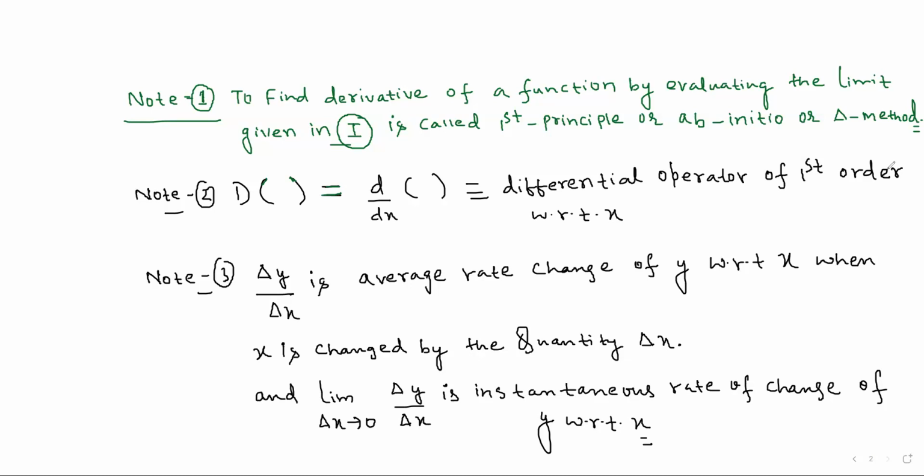Delta x extending to zero means what? Guys, I'm just introducing this thing for a minute. So note number four is that dy by dx also gives the slope of the tangent. Dy/dx also gives the slope of the tangent. Already discussed with you.